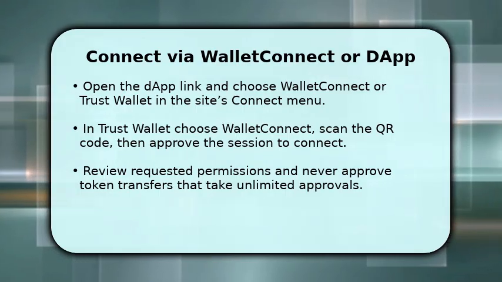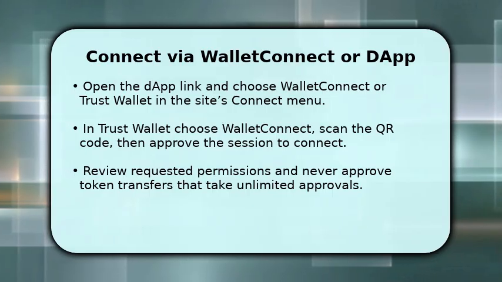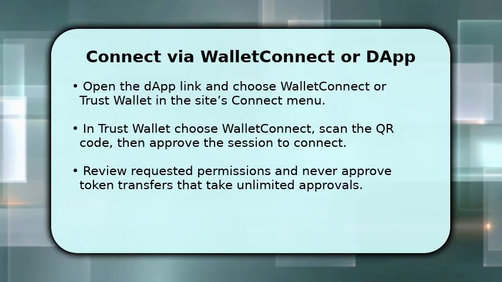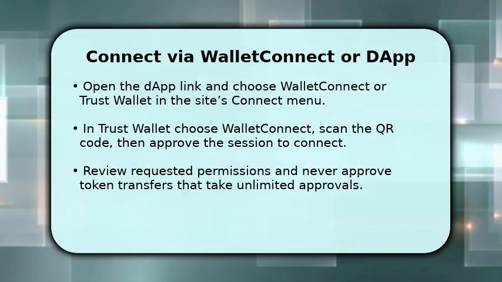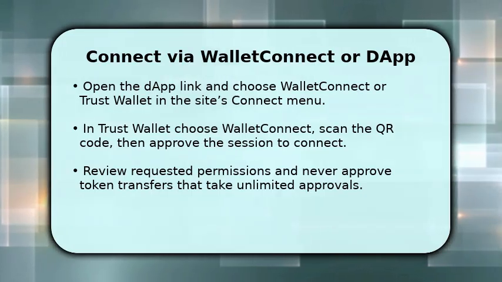Select Wallet Connect or Trust Wallet when presented. If using Wallet Connect, open Trust Wallet, tap Settings, then Wallet Connect, scan the displayed QR code, and confirm the connection session. If using the in-app D app browser, paste the D app URL and use the Connect button.